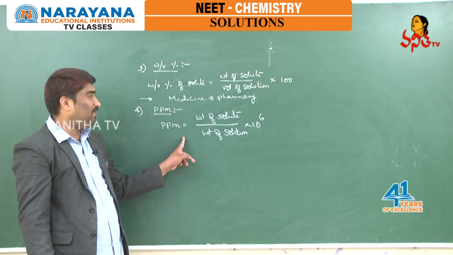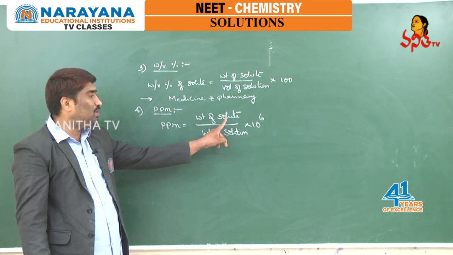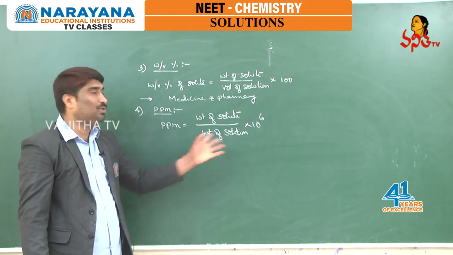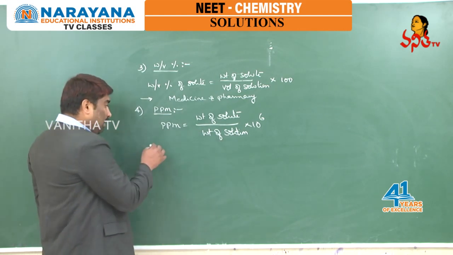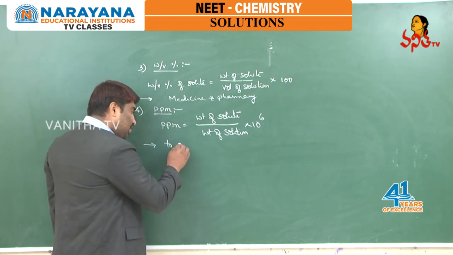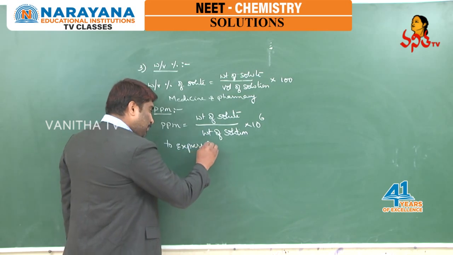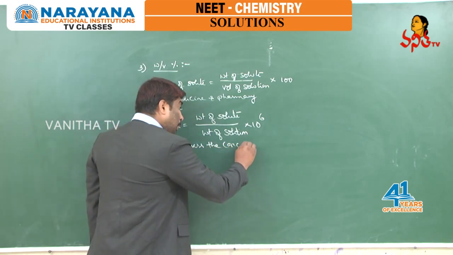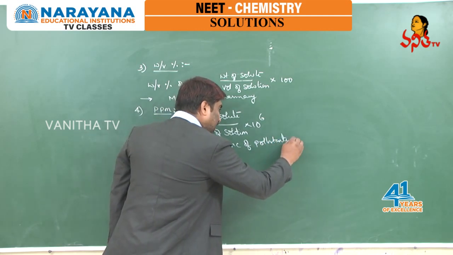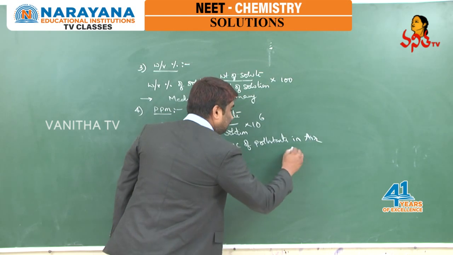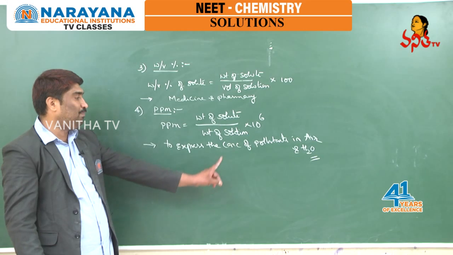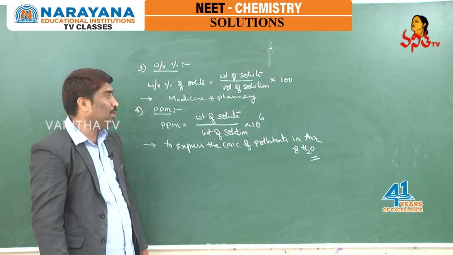The ppm is defined as the weight of solute in grams dissolved in 10 power 6 grams of solution. Generally, ppm is used to express the concentration of pollutants in air and water.